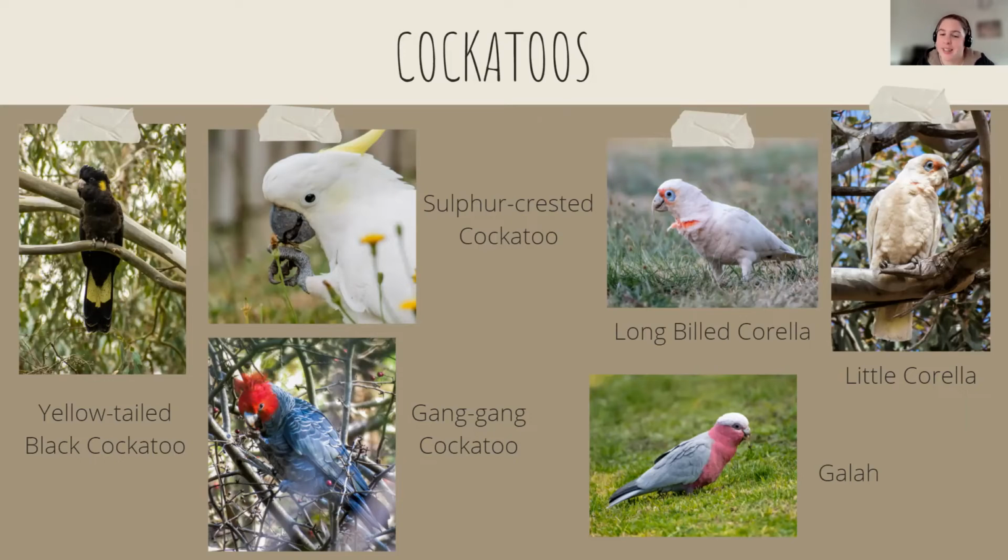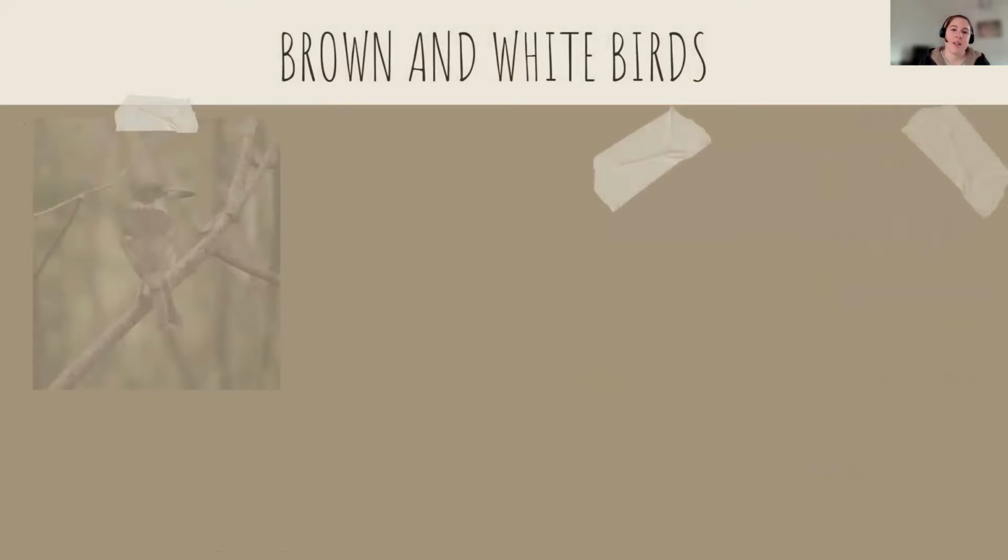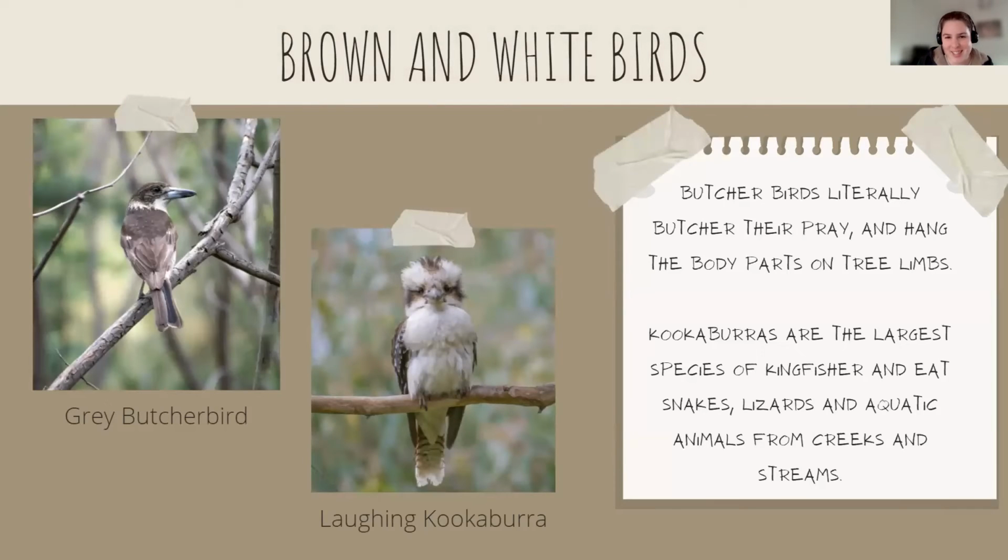Then you have the iconic Australian galah. It's bright pink and grey with a white head, and you can find these guys grazing in grasses, especially on ovals as well. So they are all our cockatoos. I didn't know how to classify these birds.